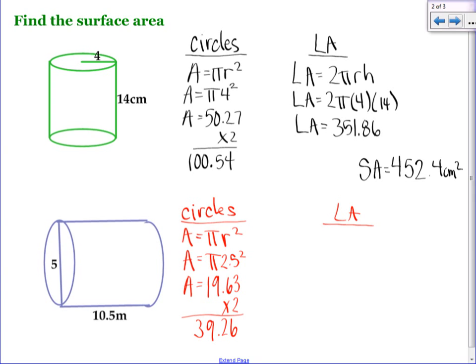All right, LA, our new formula for the day, 2 pi r h. Again, don't put the diameter in. So we've got a radius of 2.5. What's our height? 10.5. Remember that the height doesn't have to be a vertical distance. This cylinder is laying on its side, so the height ends up being on the bottom. What's our lateral area?